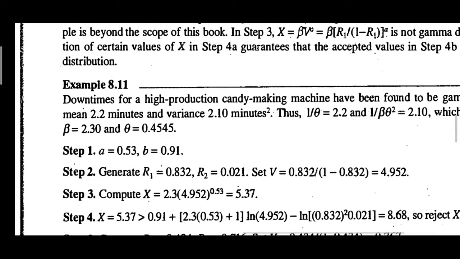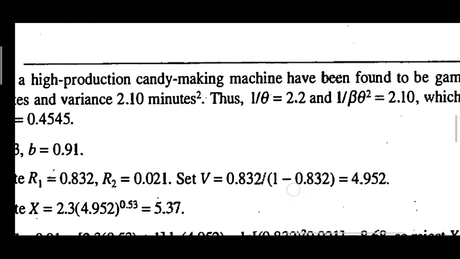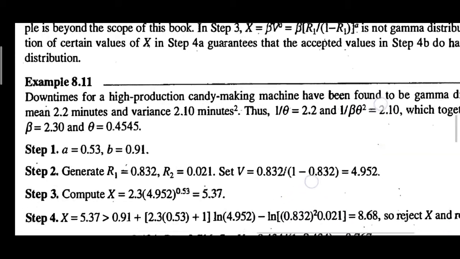Next step is you have to generate two random values, r1 and r2. The random values will be given. Let's just take random numbers in the range of 0 and 1: 0.832 and 0.021, two values are taken. Then calculate v. What is v? r1 divided by 1 minus r1, right? So r1 is 0.832 by 1 minus 0.832. What value are you getting? You note it down here.